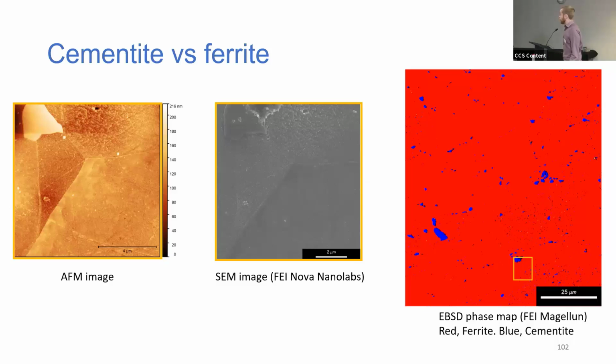We then performed electron backscatter diffraction, or more commonly known as EBSD, on this sample, and this is shown on the right. This is a phase map. Red is used to represent ferrite, blue is used to represent cementite. And the yellow square on this is the same area that is shown in these 2 images. And this did indeed confirm what we thought, that the cementite was these features.